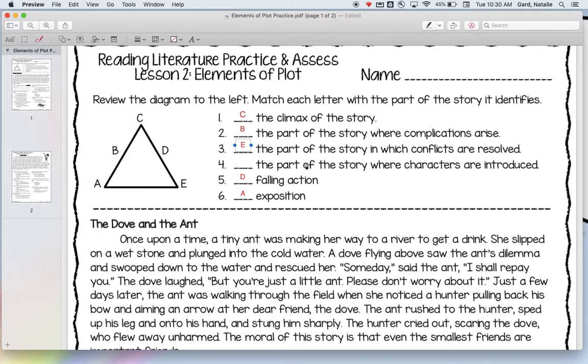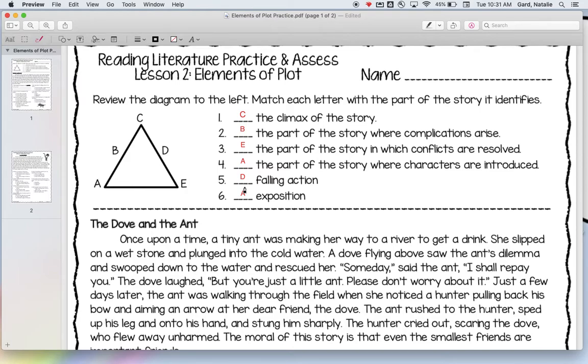And then finally, number 4 says the part of the story where characters are introduced. That's all the way at the beginning, right? We learned about those characters at the very beginning. So this one should have been A as well. So double check those. Make sure that you've got those right. If not, I would suggest going back in and changing those in just a second.